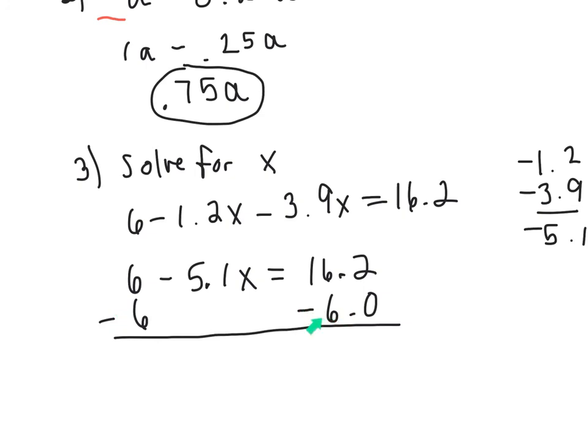Over here, you'd want to make sure that you know how to line the 6 up. A 6 with a decimal would be 6.0. So the 6 is going underneath this one. So we end up with negative 5.1x equals 10.2.